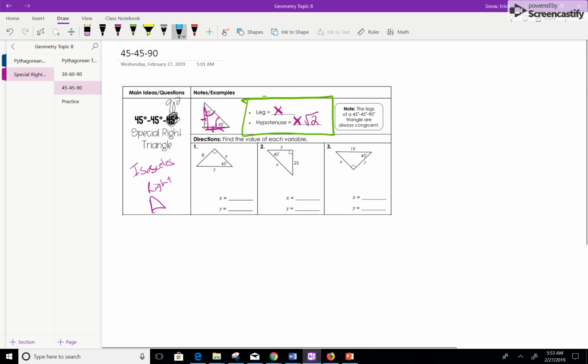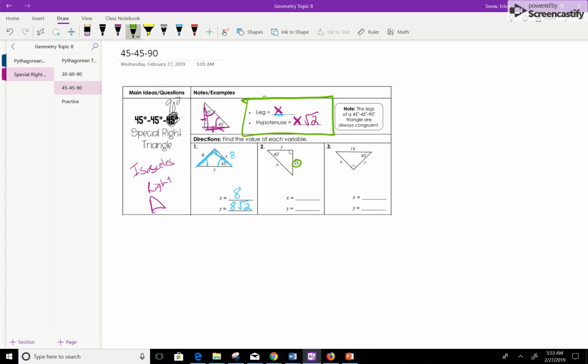So let's see it in practice. Right here, there's our 45. This is our other 45, which makes these legs congruent. So 8 is going to be the measure of our other leg, and that is essentially our x. Then, to get our hypotenuse, without even doing the Pythagorean theorem, because the point of these is that you don't do the Pythagorean theorem, you're going to take your leg measure and multiply it by root 2, just like that. That's all you do.